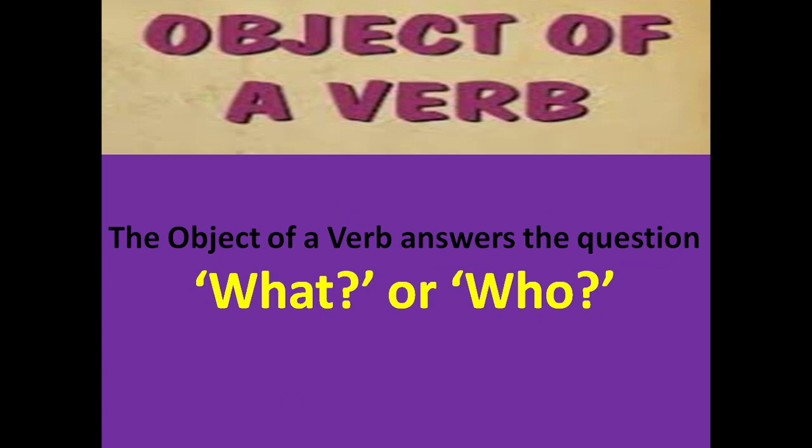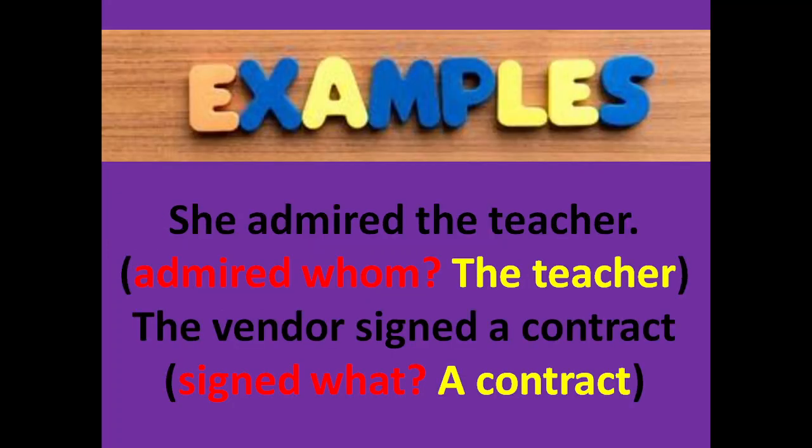Now, we use the word object over here. So, what does object mean? What is the object of a verb? Now, students, the object of a verb answers the question like what or who. Let's take some examples. She admired the teacher. The question is, whom did she admire? Admired whom? The answer is the teacher. The object is the teacher.